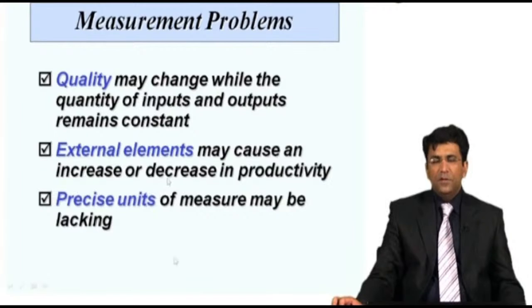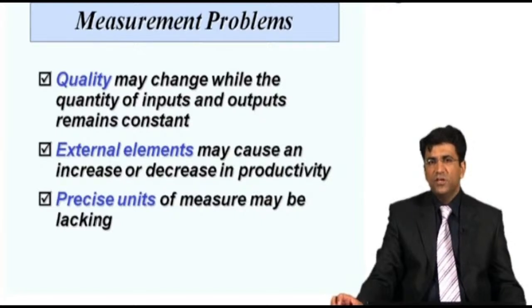Now students, there are some problems when we measure the productivity. Sometimes one of the problems is quality may change while the quantity of inputs and outputs remains constant. So by changing the quality of the inputs, we may be able to improve the productivity. In that particular case, we may not be able to find out which inputs actually increased our productivity, because we are taking into account just the quantity of inputs when we use the formula productivity is equal to output over input, but the quality factor is not being considered in this particular formula. So that is one of the limitations and assumptions with this formula.